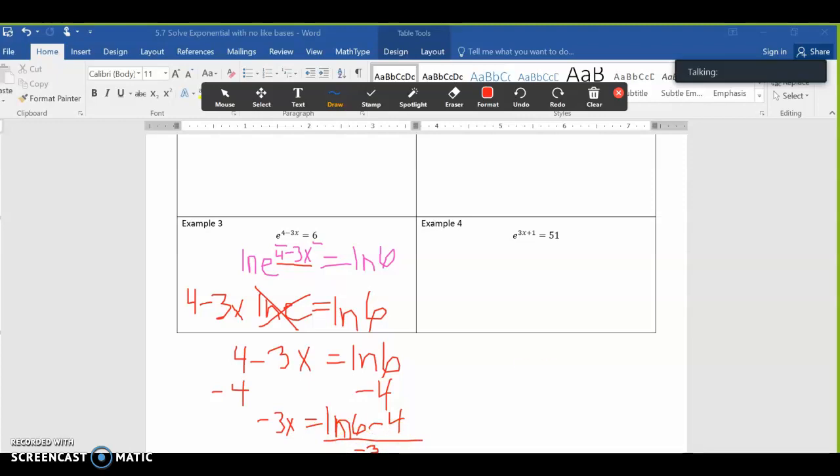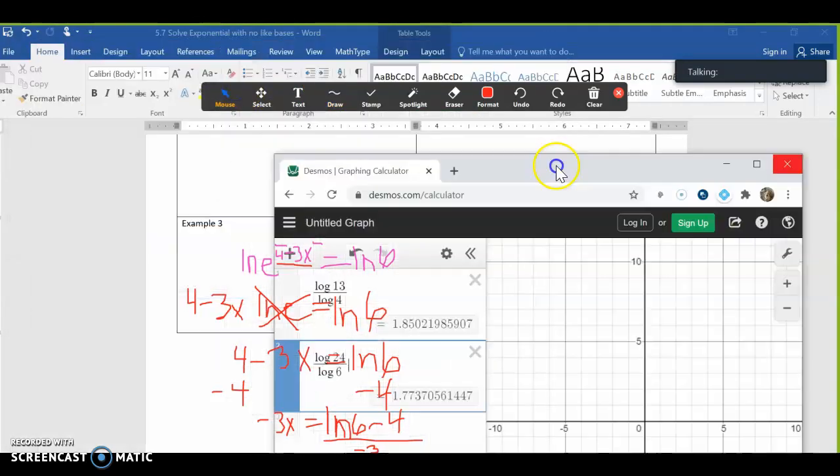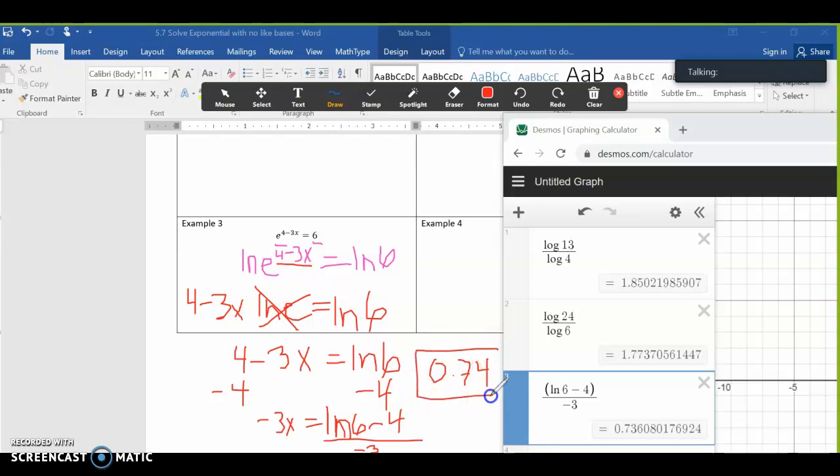And I'm going to get my calculator. Here it is right here. So I'm going to do ln 6 minus 4, divide that by negative 3, and my answer is 0.74. Sorry, should have said it correctly. 0.74. So I'm just going to round to the nearest hundredth, and that's fine.